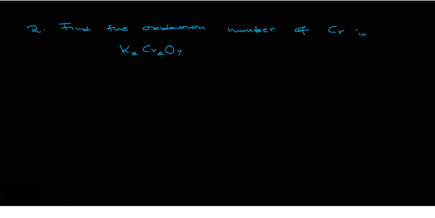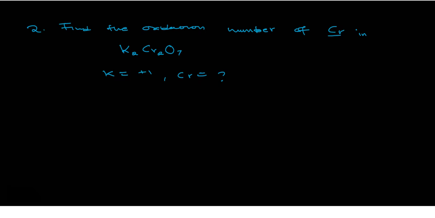So the first thing you need to know, you are asked to find this. What you need to know is that if a metal is found in a compound, its oxidation number is equal to its group or its valence. So the oxidation number for potassium will be +1 because it is in group 1. Its valence is 1. Chromium is the one we are looking for.